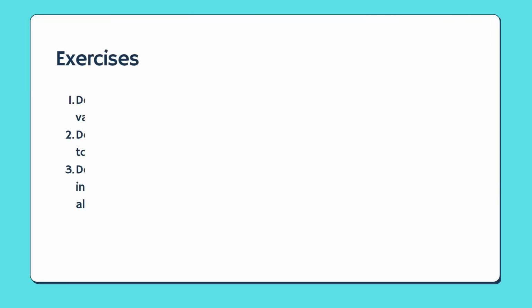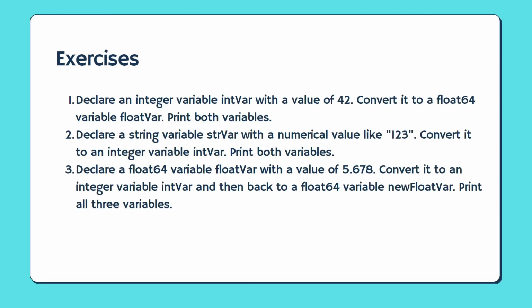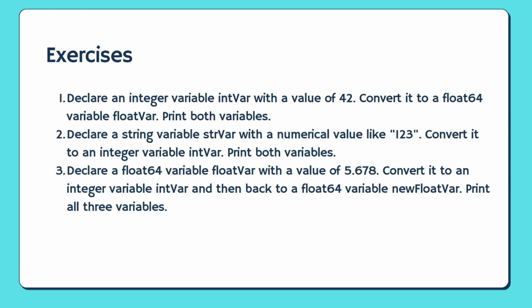Exercises. Number 1. Declare an integer variable int var with a value of 42. Convert it to a float64 variable float var. Print both variables. Number 2. Declare a string variable str_var with a numerical value like 123. Convert it to an integer variable int var. Print both variables.